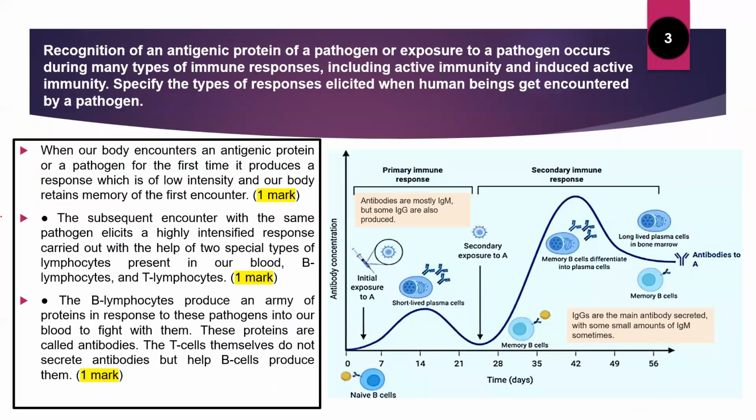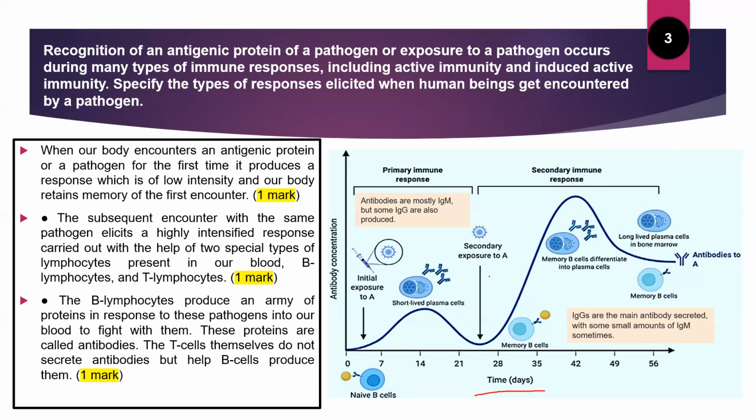Then, recognition of an antigenic protein of a pathogen or exposure to a pathogen occurs during many immune responses, including active immunity and induced active immunity. Specify the types of responses elicited when human beings encounter a pathogen, right? This is a 3-mark question. So basically, you can check this diagram on the right-hand side. You have on the y-axis the antibody concentration and on the x-axis the number of days or time.